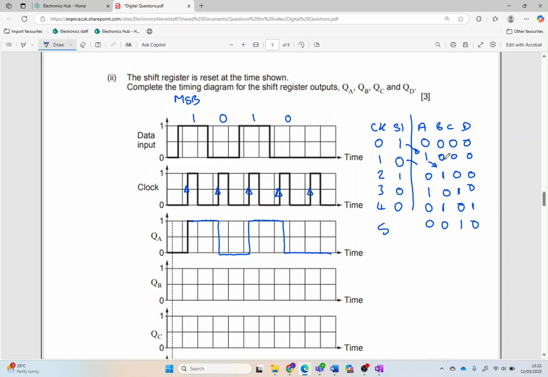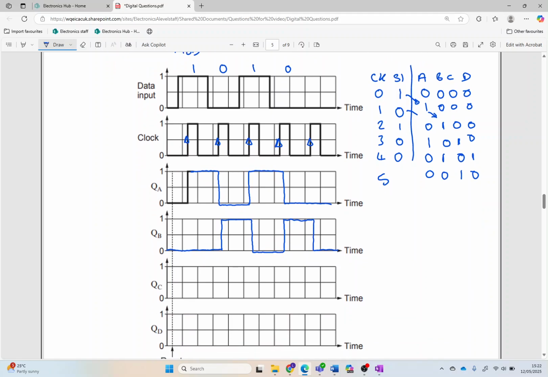Column B, on the first clock pulse, I've got a 0. So first clock pulse, I've got a 0. It's then on the second clock pulse that B goes to a 1. B goes to a 1. Third clock pulse it goes to a 0, fourth clock it goes up to a 1, and then on the fifth clock pulse B goes to a 0. So we end up with like that.